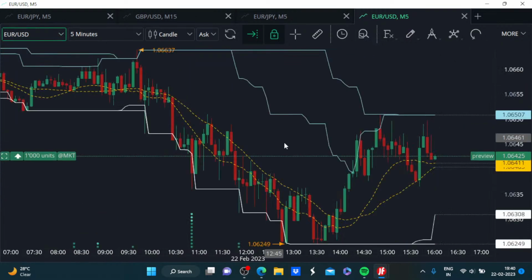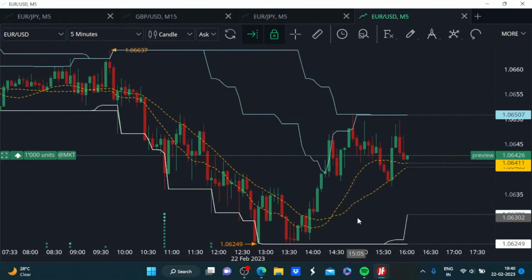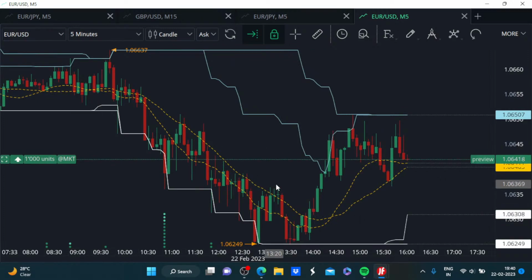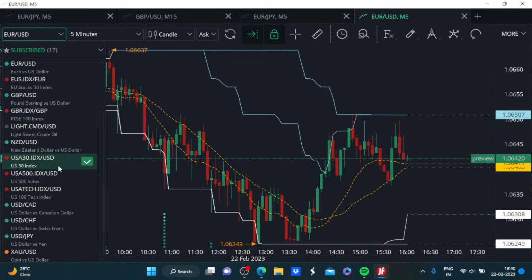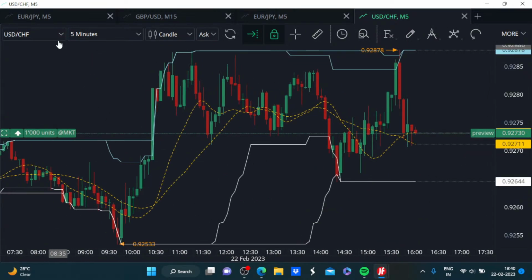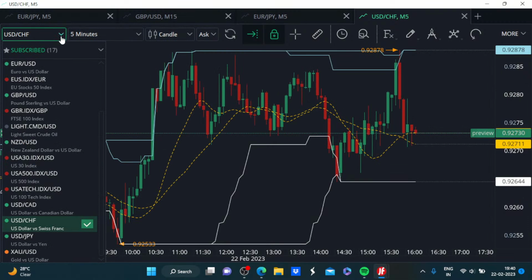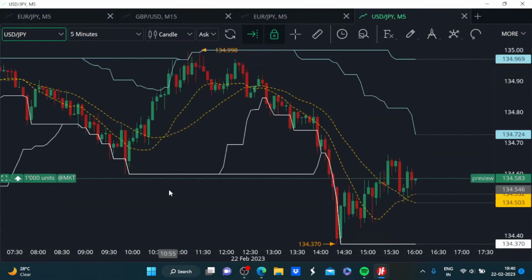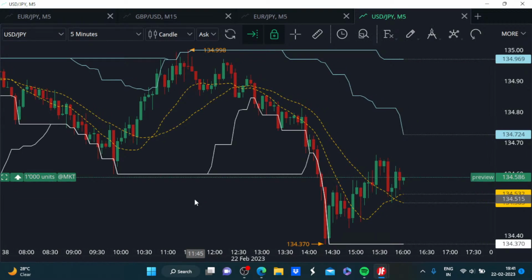Let's consider EUR/USD. For the euro, the outlook has been bearish, but it is looking less bearish in comparison to the CHF. So if we compare, USD/CHF is looking like one of the most bearish currencies in today's session while trading against the US dollar, and JPY is the most bullish currency in trading against the US dollar.